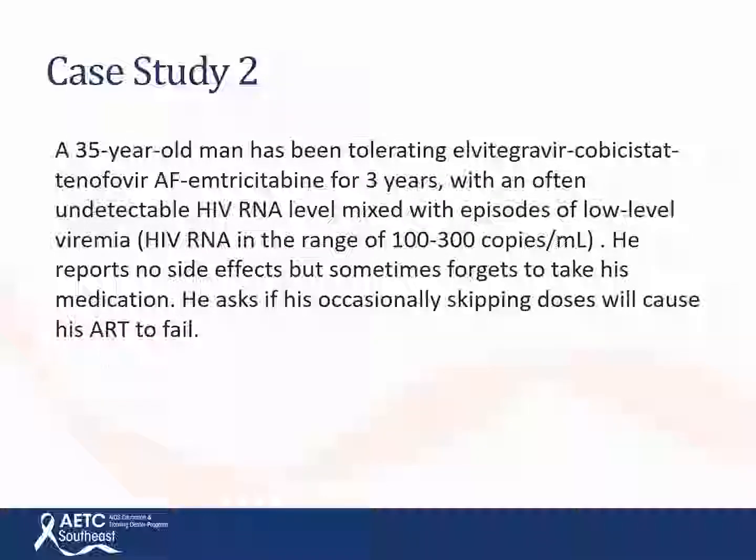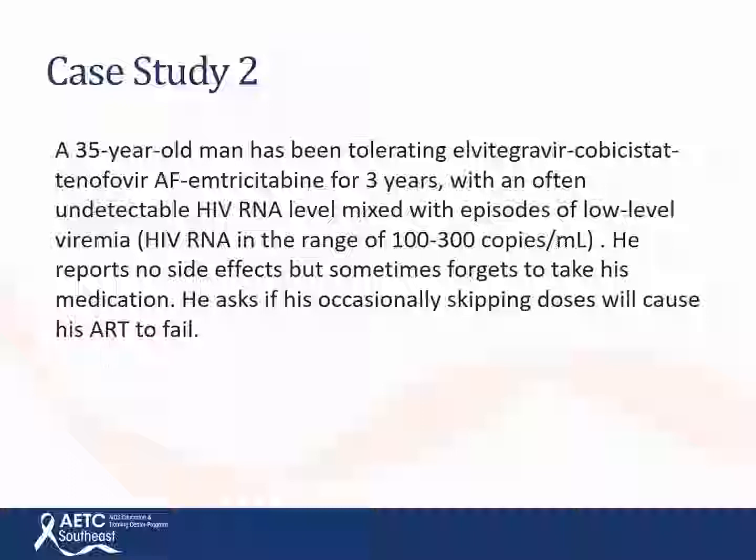Here is case study 2. A 35-year-old man has been tolerating elvitegravir, cobicistat, tenofovir alafenamide, and emtricitabine, otherwise known as Genvoya, for 3 years, with an often undetectable viral load mixed with episodes of low-level viremia. So viral load is in the range of 100 to 300 copies per mL. He reports no side effects, but sometimes forgets to take his medication. He asks if his occasionally skipping doses will cause his ART to fail.